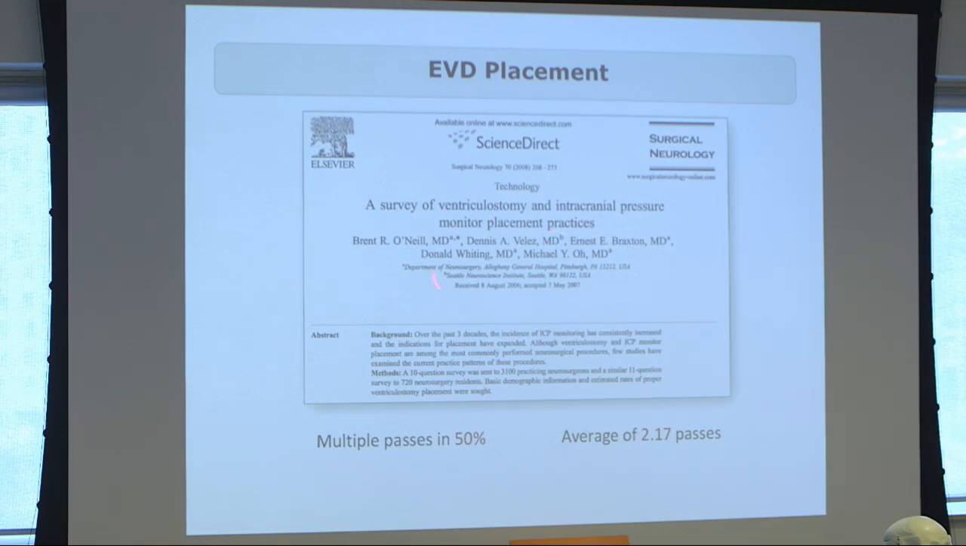This is a study here from Pittsburgh, feedback of 900 neurosurgeons, placing over 1,700 ventricular catheters, and multiple passes were needed in 50% of cases. And these were all SAH cases with dilated ventricles. On average, 2.17 passes were needed to actually hit the ventricle.